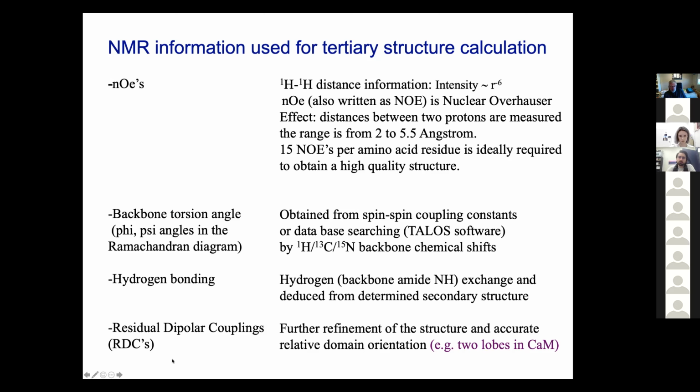Nowadays, there's another parameter called residual dipolar couplings. I will not discuss those. It's a rather complicated experiment, but it's very useful to refine the structure further. And it's particularly useful for long-range orientation.